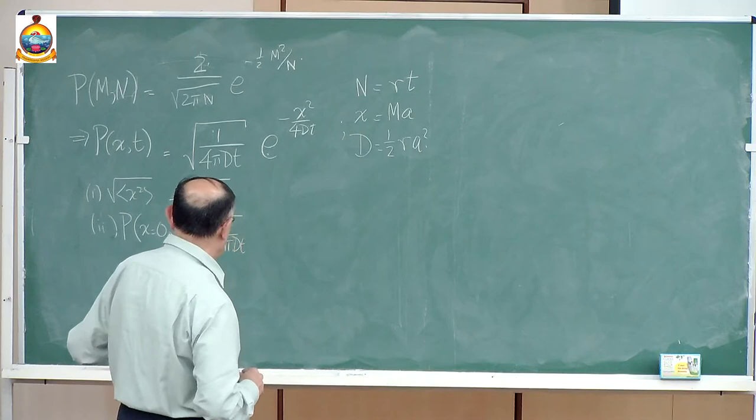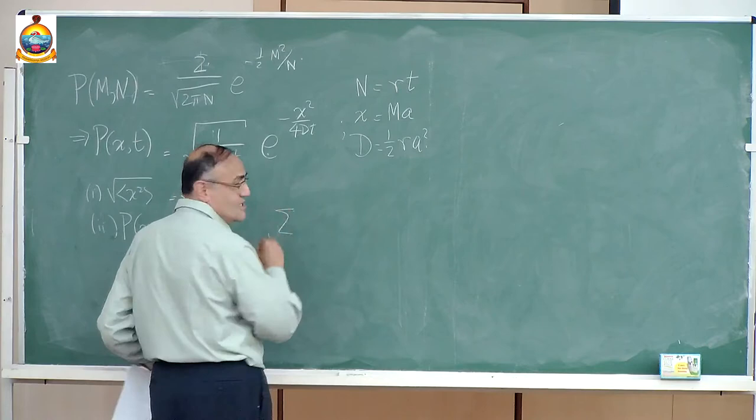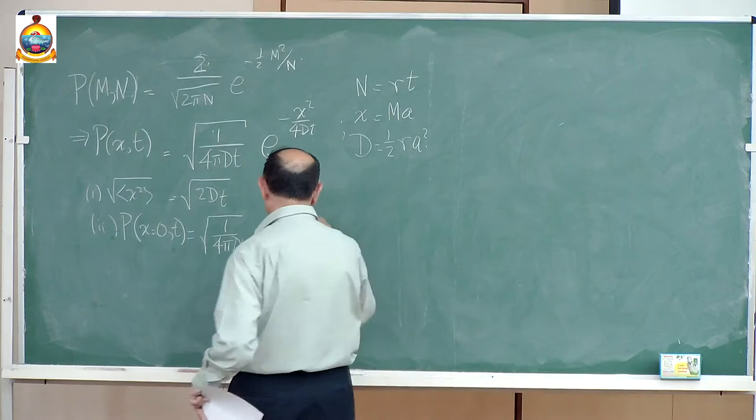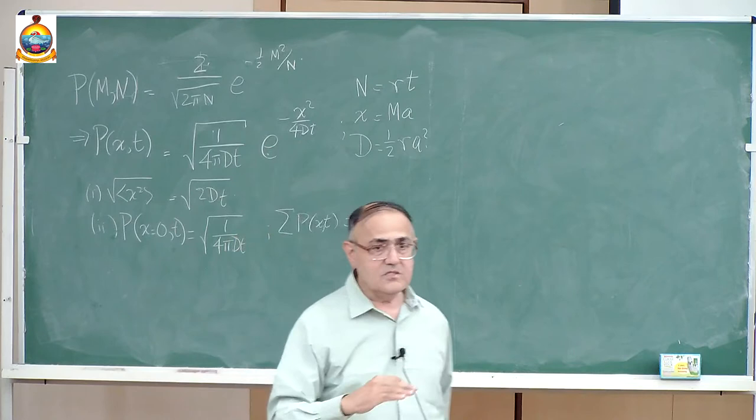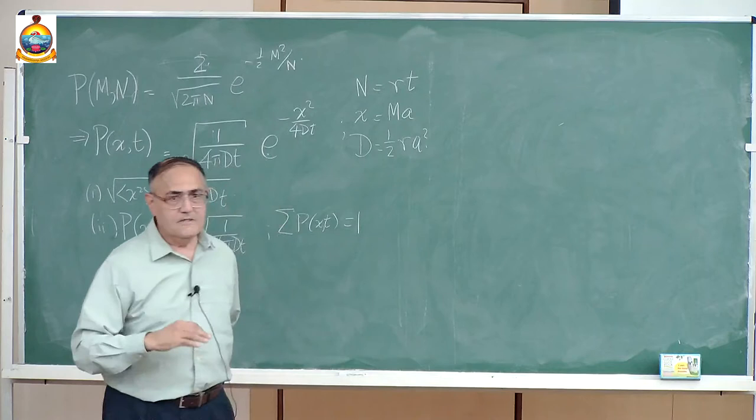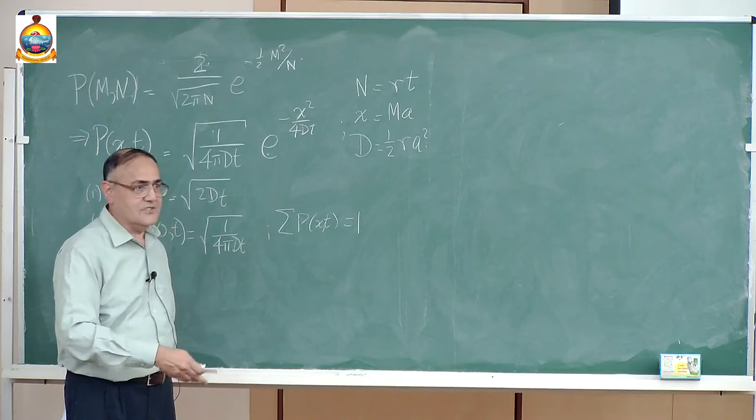Yes, so the condition is normalization. The sum over all x of p of x and t, or an integral over x, should be 1, at a fixed t. This is the first and simplest question to ask, and this is the answer. The next question we'll ask is also not so hard to address. We'll find the answer, but it's a different question.